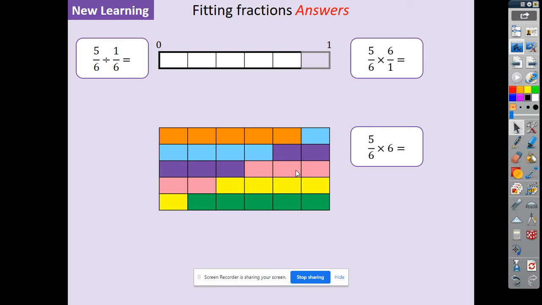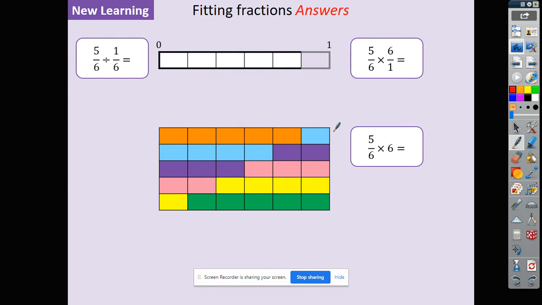So how much have I now got in total? Well, this is one whole bar. Now I've got 2 whole bars. Oh, it doesn't look like a 2. I've got 3, 4, I have 5 whole bars. Okay, so 6 lots of 5/6 is equal to 5.